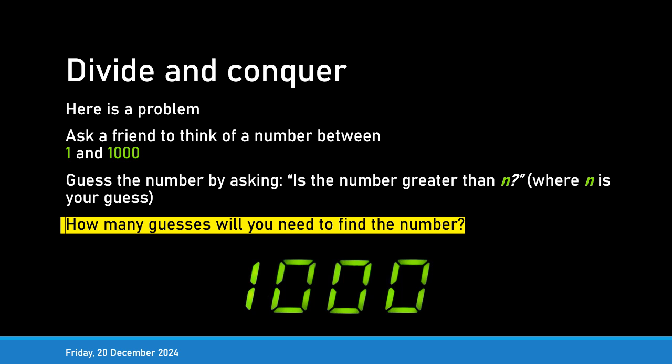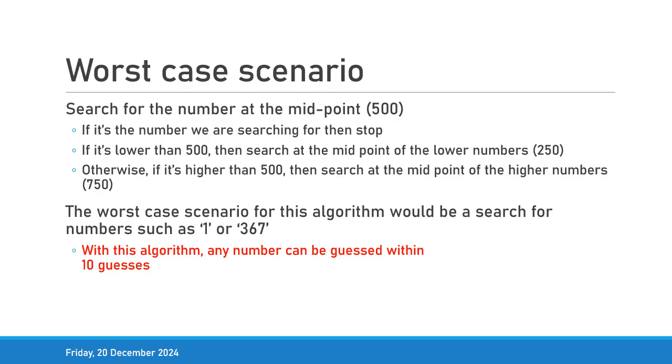I'm betting that when you played this game, some of the times you took 5 guesses, but most of the time it was about 15 or 20. Would it surprise you if I said that actually there's a maximum number of tries that it should be? And actually, the worst case scenario is that it would take you 10 guesses to guess any number between 1 and 1,000. What you need to do is search for the midpoint first.